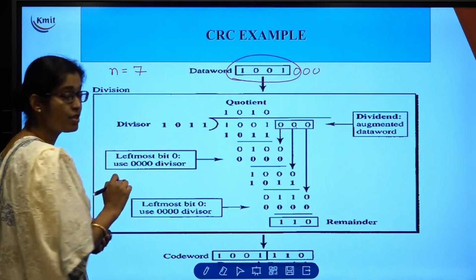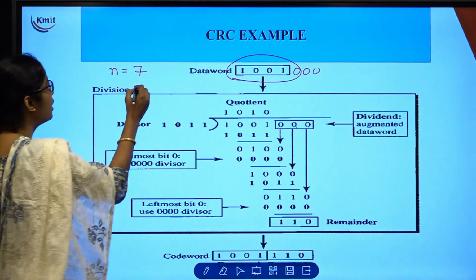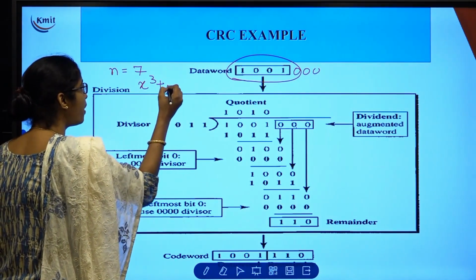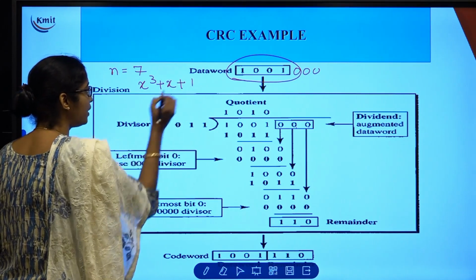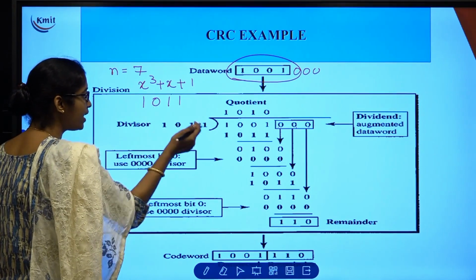And then I will start the division. How is the division done? Modulo 2 division. What is the polynomial given to me? The polynomial given to me was x cube plus x plus 1. That will come to 1, 0, 1, 1. So I will take this divisor.